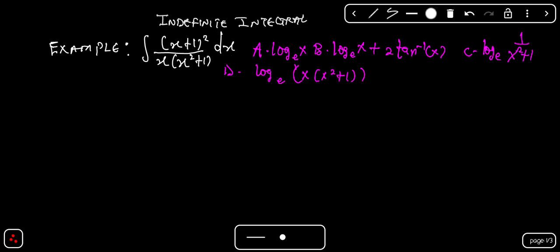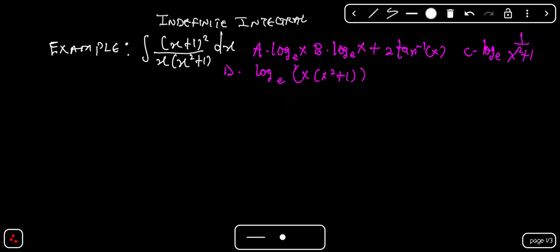So we have options. Option A, we have log_e of x, which also means the natural log of x. We have log_e of x plus 2 arctan of x. We have log_e of 1 over x^2 + 1. We have log_e of x times (x^2 + 1). So what is the correct option?